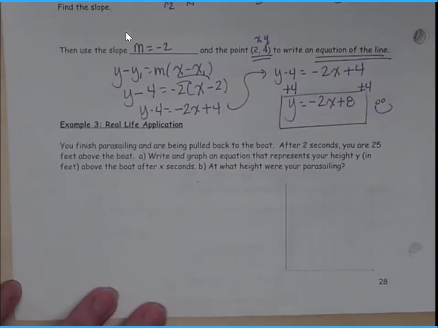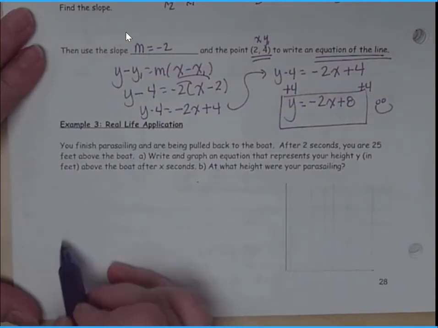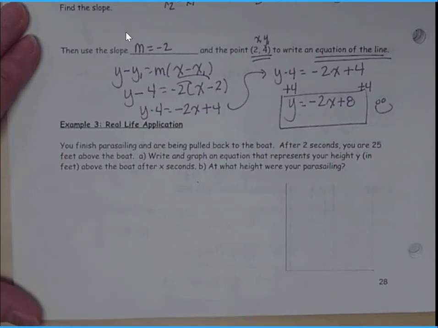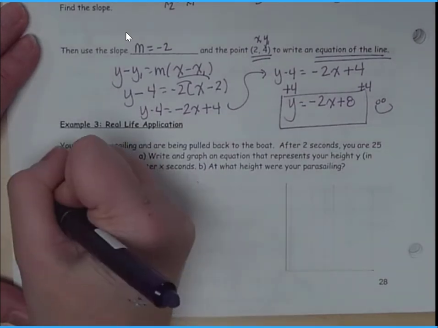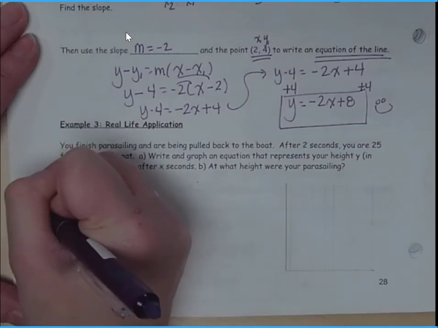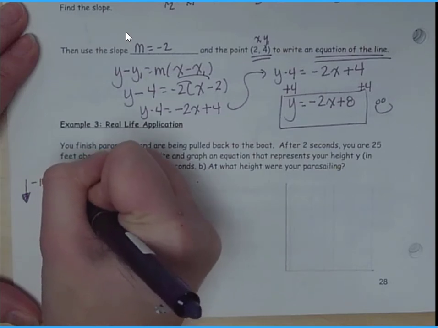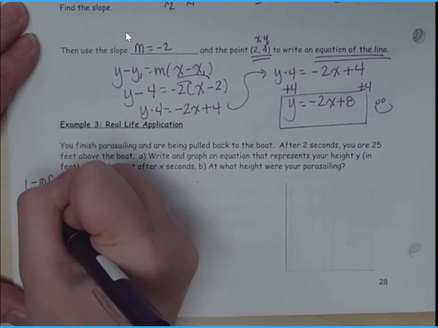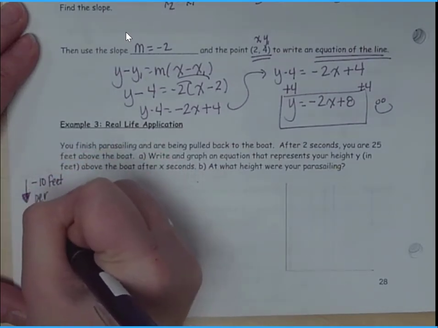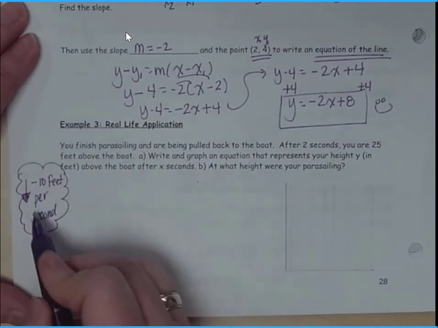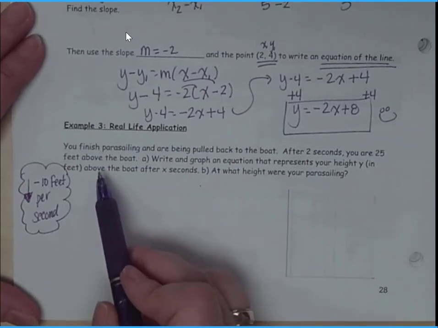All right, let's go ahead and take a look at a real life example. Now, I apologize. There was supposed to be a little graphic here. It didn't show up. But when we're parasailing, we are actually moving down at a rate of -10 feet per second. Now, that's going to come in real handy in just a moment. So I apologize for that picture being left off. All right, so let's take a look.